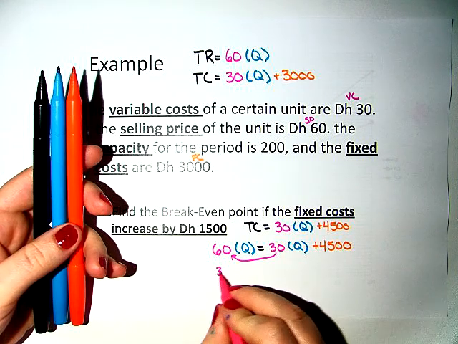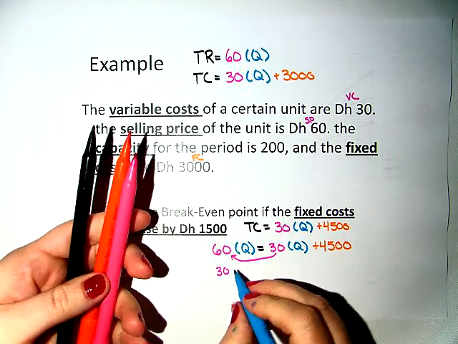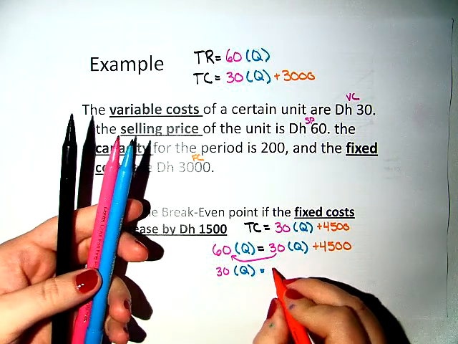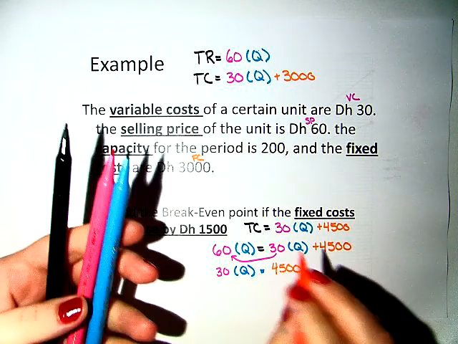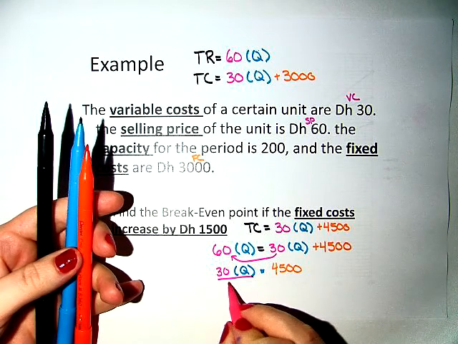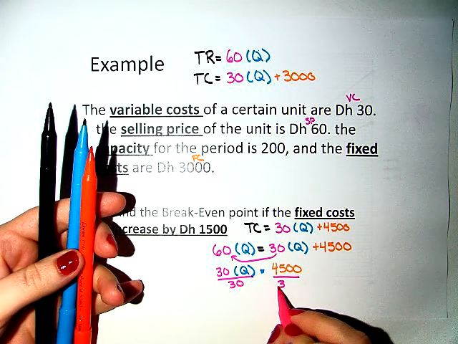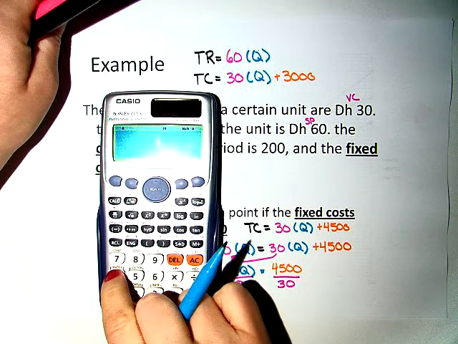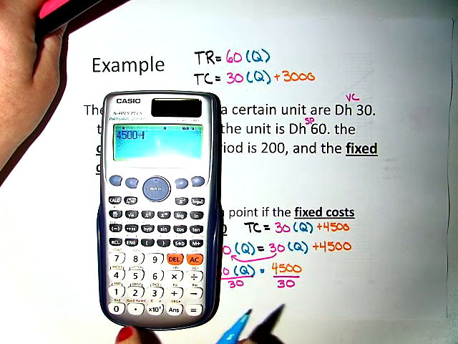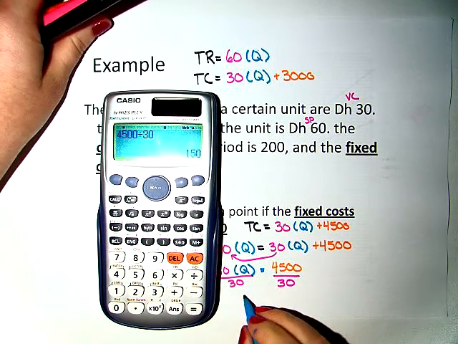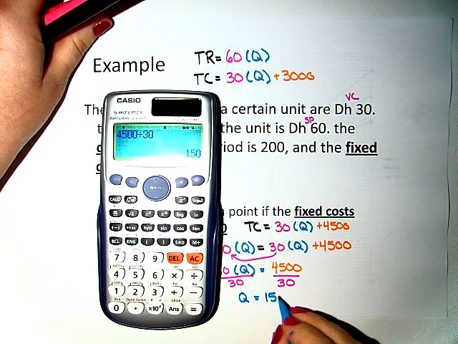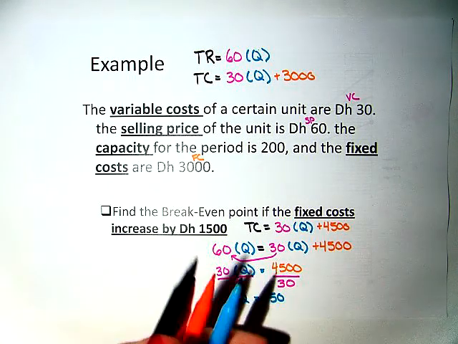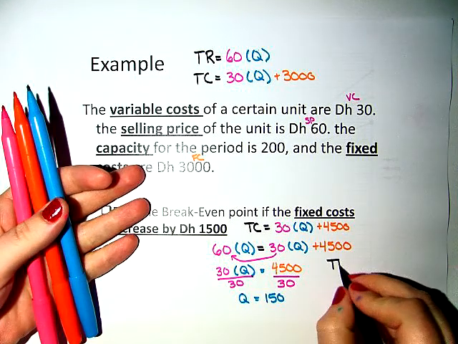60 minus 30 is 30 times my quantity equals 4,500. We divide by the 30 to find, let's go ahead and get our calculator out, 4,500 divided by 30 gives me a quantity of 150 units. So if we're looking at the break-even point, we need to go back to our total revenue.